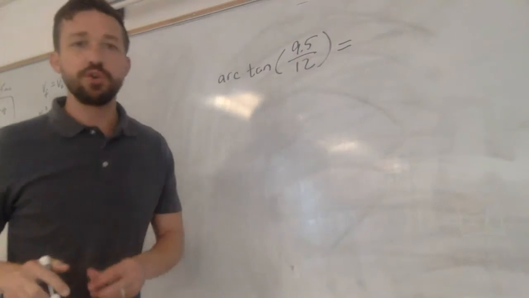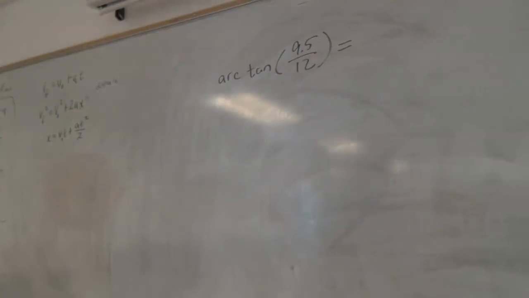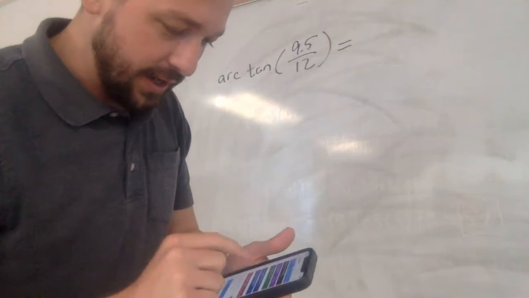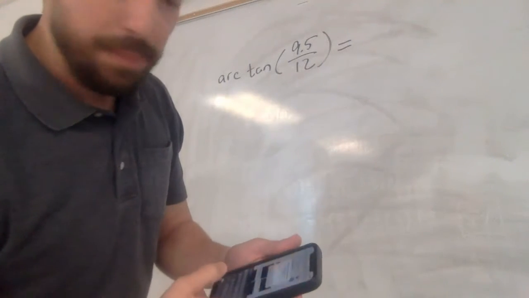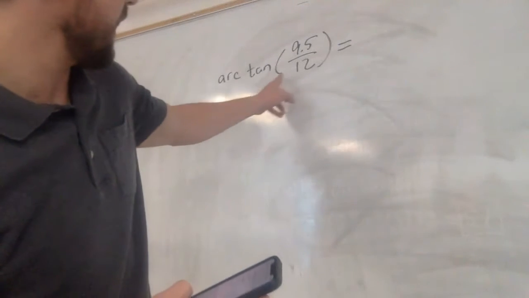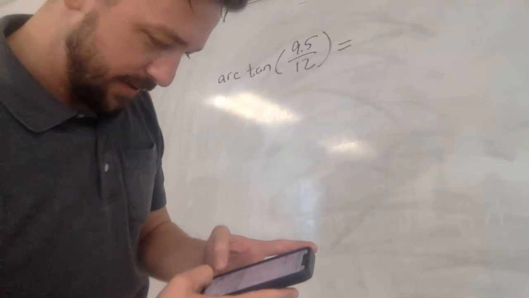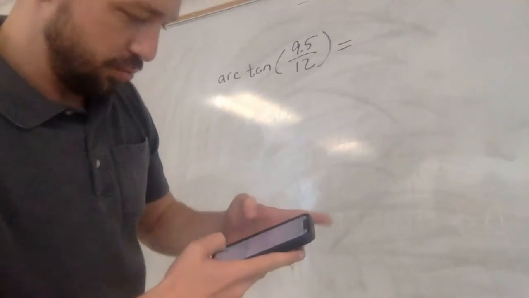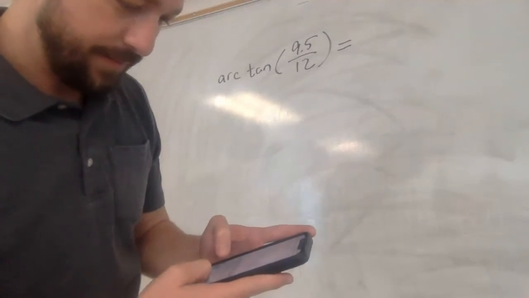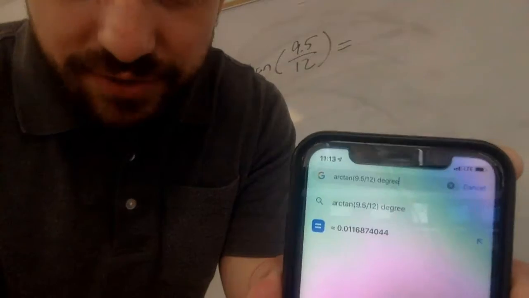Okay, now you're going to want to type that into Google, okay? Let me grab my phone. If you don't have a calculator or something, this is how you would get it just on your phone. So just type in arctan, just like that, of 9.5 divided by 12. Okay, and then also put degree at the end of it. So you can see what I'm typing in there. Arctangent 9.5 divided by 12 degree.